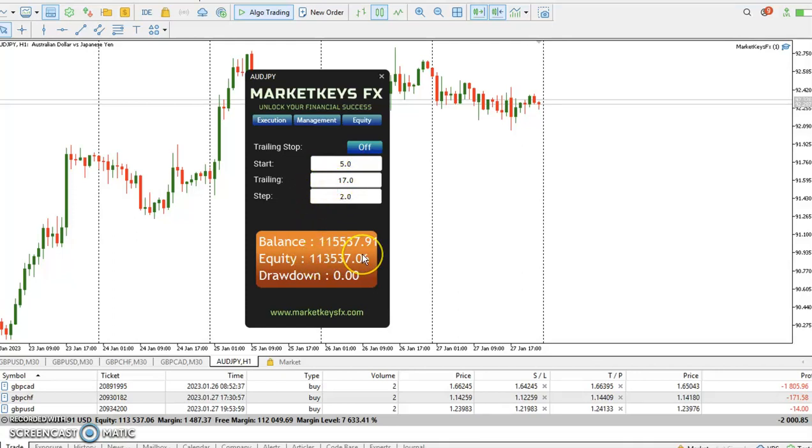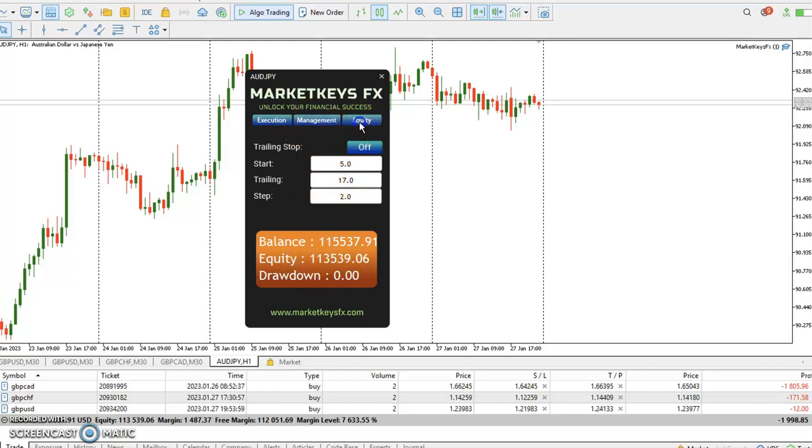This little panel right here, it shows you your current balance, your equity, and your drawdown. Well, it's not going to show drawdown right now because the Forex market is closed. It's basically Friday. It's the end of the trading week. So yeah, that's why this hasn't updated as yet. But under management, this is what you'll see.